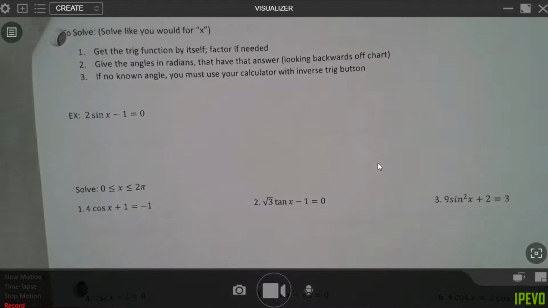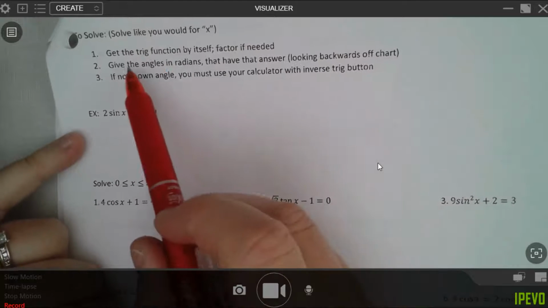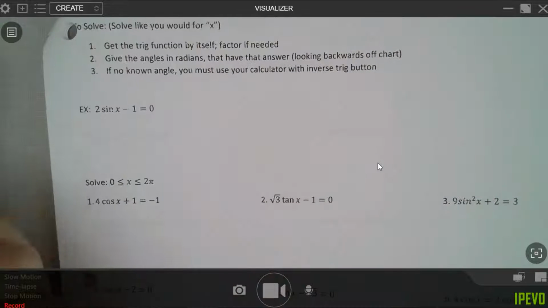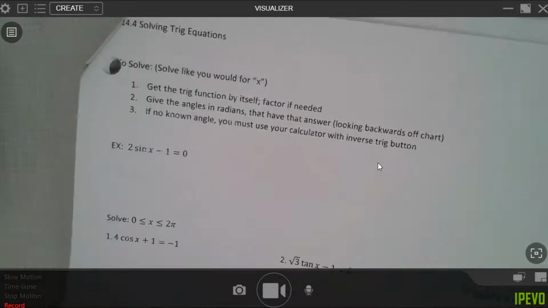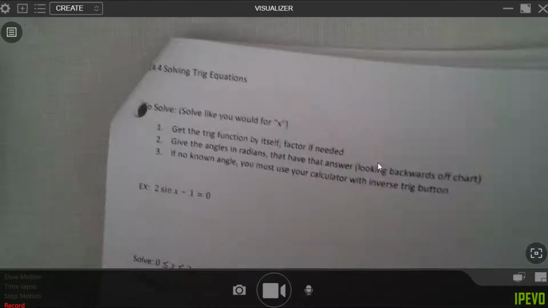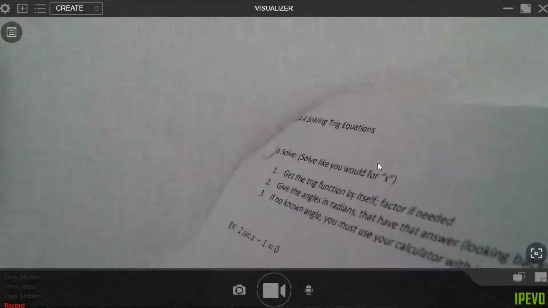All right, so today we're going to be solving trig equations. All you need to do is try to solve and get the trig by itself, and then we're going to be going backwards and looking off the answers off of our chart. So let me go back to those notes real quick that we have.